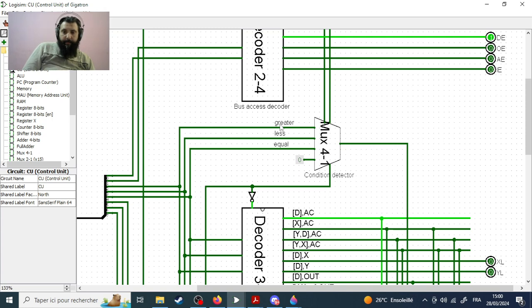Multiplexer for one select. Yes, I have one select. And the four inputs. We have four inputs: input 0, 1, 2, 3. How many selectors do we have? Two. You have two. Very good. And how does the multiplexer work?